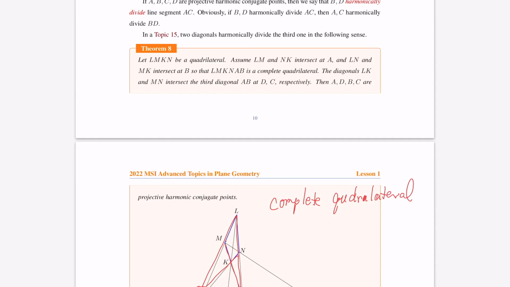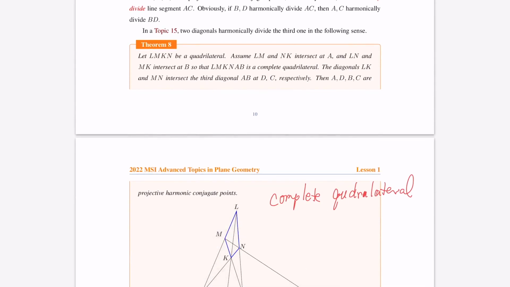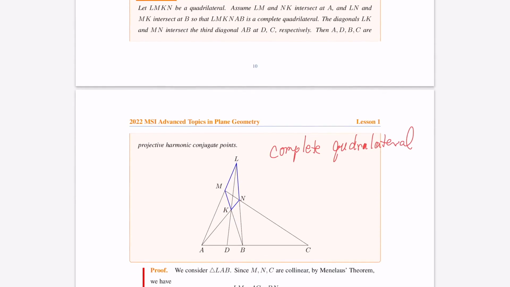For a complete quadrilateral, you have 3 diagonals. This is opposite to a quadrilateral, which only has 2 diagonals. Apparently LK is a diagonal, MN is another diagonal, but there's one more. The line AB is the 3rd diagonal. So what is the usefulness of this configuration? Well, the cross ratio of ADBC is equal to 1.